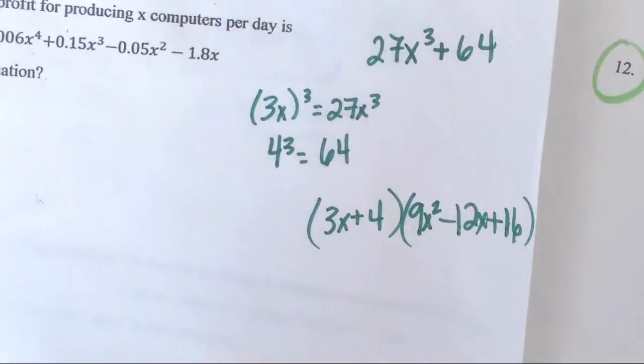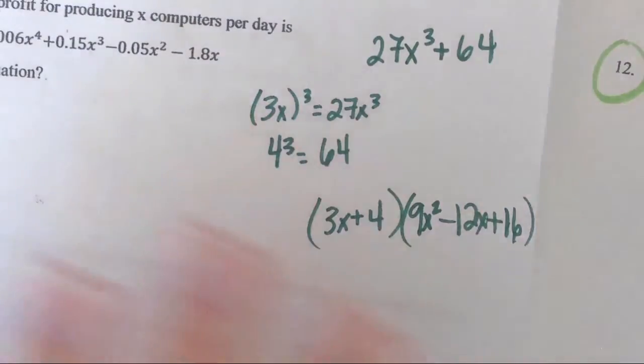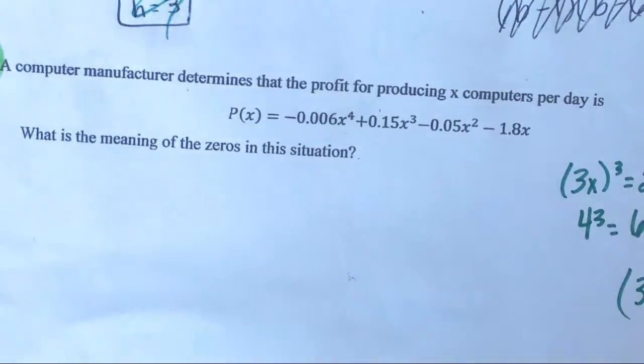You can have a point for asking a really good question. Let's do 13 and I'll see what Xavier wants. Let's see. A computer manufacturer determines that the profit for producing x computers per day is this. What is the meaning of the zeros in this situation? So let's graph it and look at it and see what the deal is.